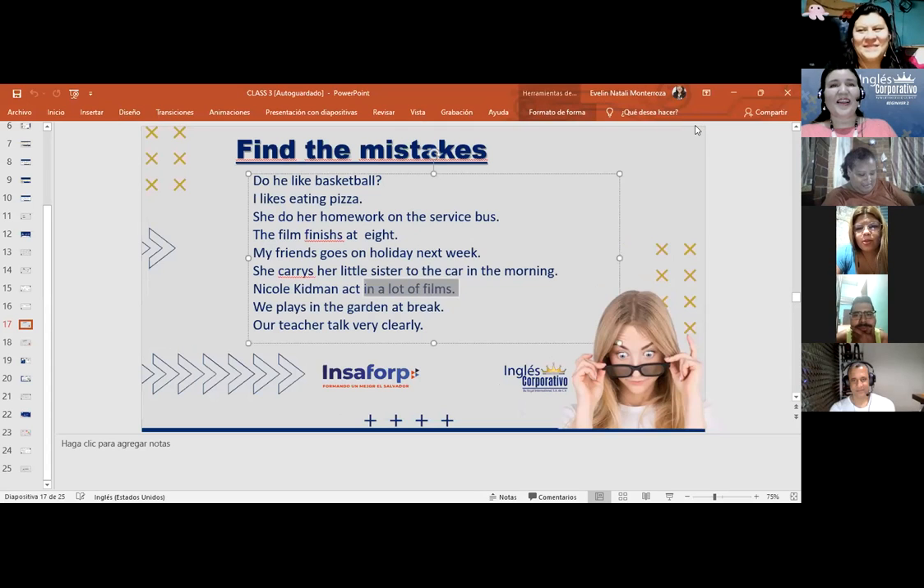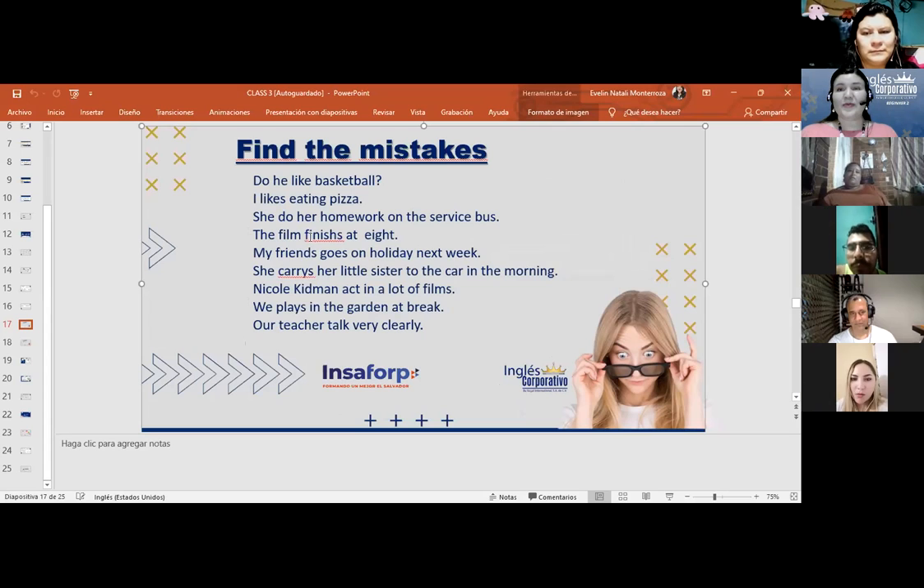There you go. Okay. What is the first one? What is the mistake with the first one? Omar, what is the mistake with the first sentence? What is the problem? What is the mistake? ¿Cuál es el error?